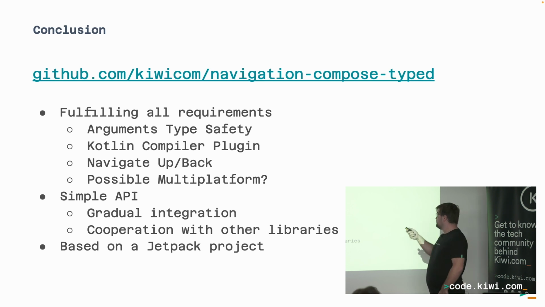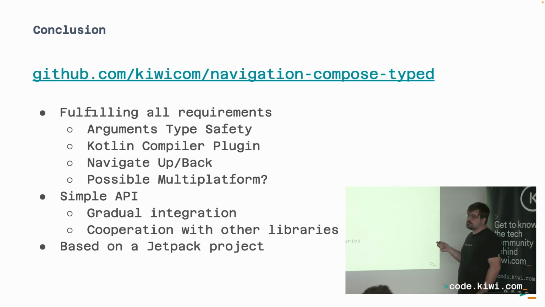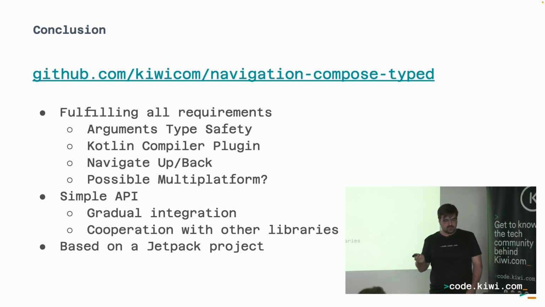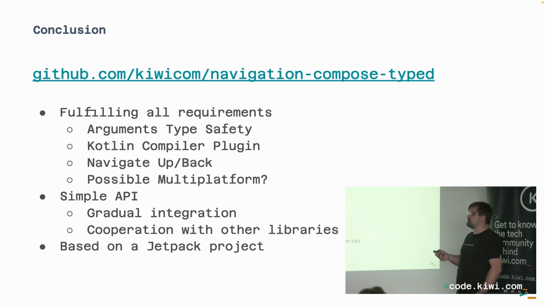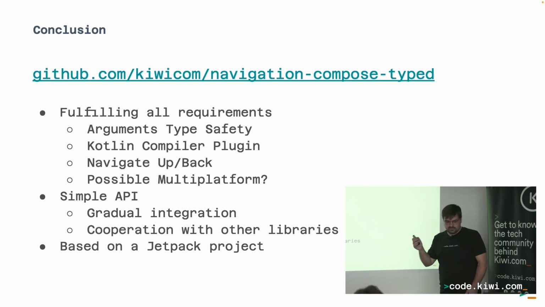Our library is open source. It's called Navigation Compose Typed. As you can see, we have fixed the arguments, making them type-safe. They are our main issue with Jetpack itself. We are using a Kotlin compiler plugin, and most importantly, it's not our plugin, so we don't have to take care of it, and it will work. Basically, it's from JetBrains.